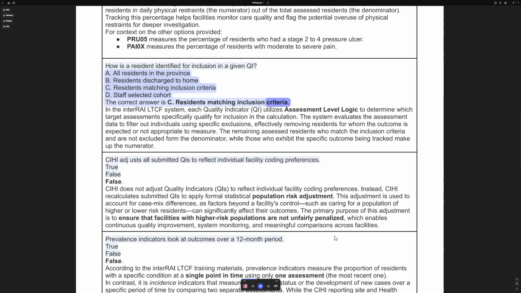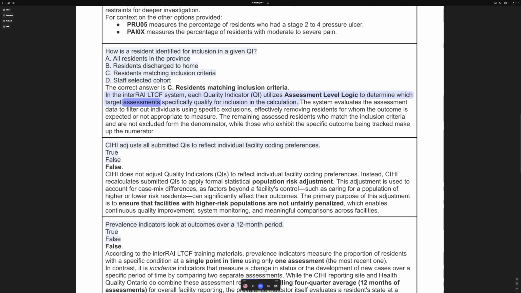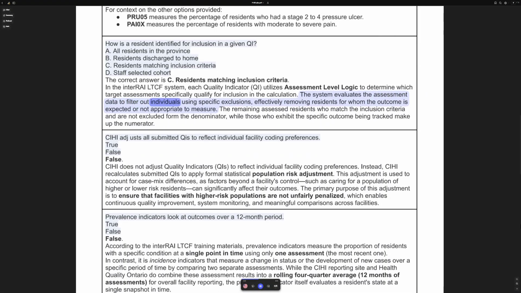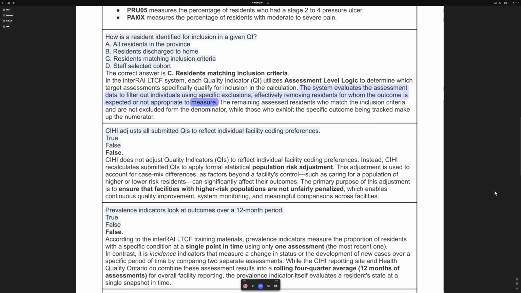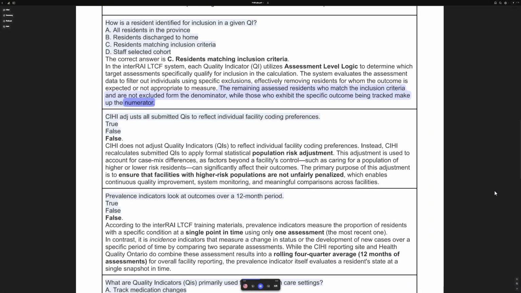Residents matching inclusion criteria. In the interRAI LTCF system, each quality indicator, QI, utilizes assessment level logic to determine which target assessments specifically qualify for inclusion in the calculation. The system evaluates the assessment data to filter out individuals using specific exclusions, effectively removing residents for whom the outcome is expected or not appropriate to measure. The remaining assessed residents who match the inclusion criteria and are not excluded form the denominator, while those who exhibit the specific outcome being tracked make up the numerator.